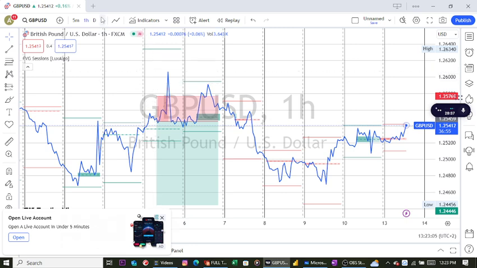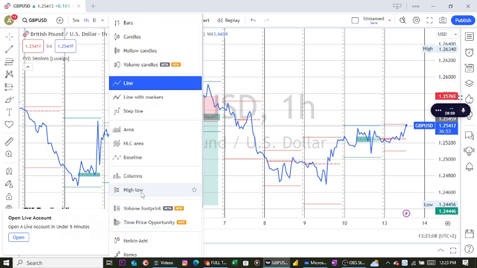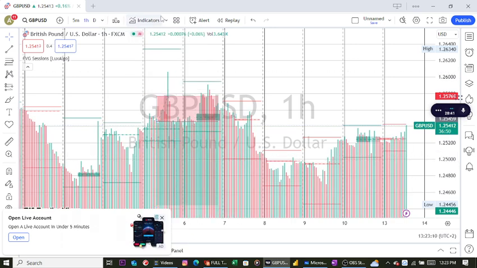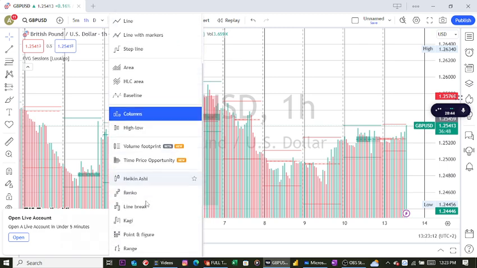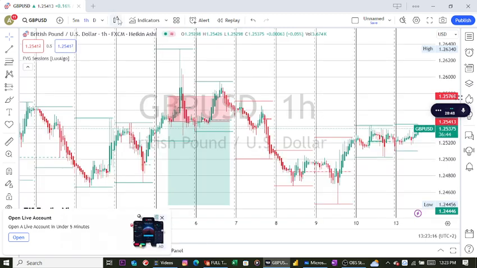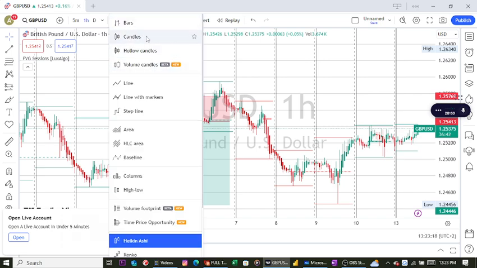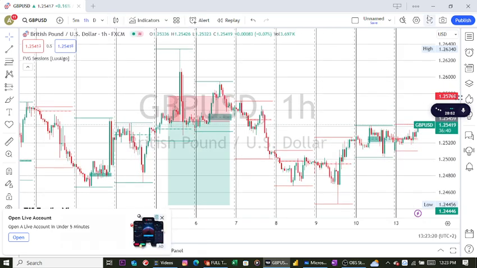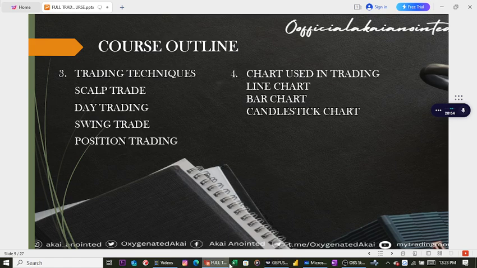We have line chart. If you're using TradingView, there are a lot of charts here that you can use, but I'm not interested in them because this is not what we are looking for. What we are actually interested in is candlestick pattern. This is what we always use.